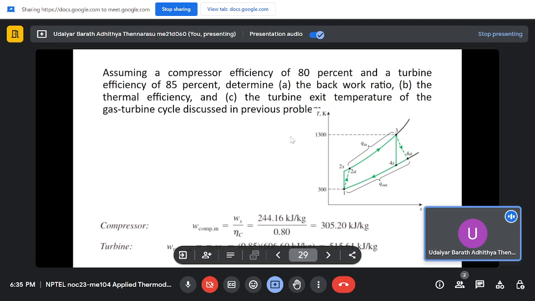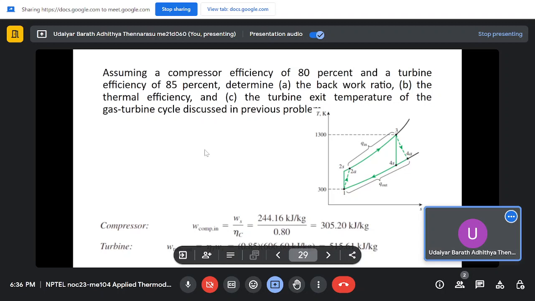So moving on, the next question is: assuming a compressor efficiency of 80% and a turbine efficiency of 85%, determine the back work ratio, the thermal efficiency, and the turbine exit temperature of the gas turbine cycle discussed in the previous problem. So previously we assumed that the compressor and turbine are operating ideally, so reversibly. Now we have been given an isentropic efficiency of 80% for the compressor and 85% for the turbine. So it will cause an increase in your compressor work.